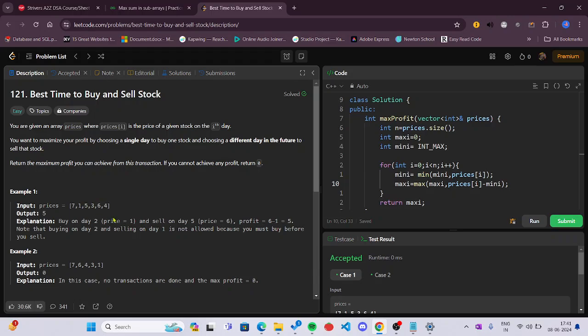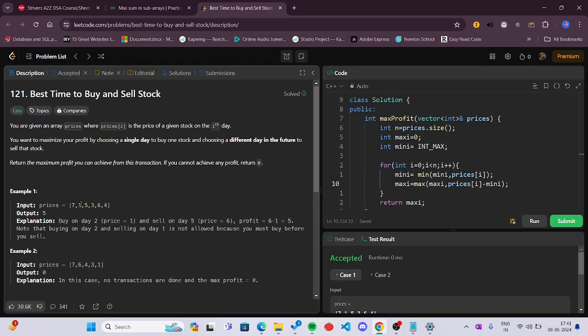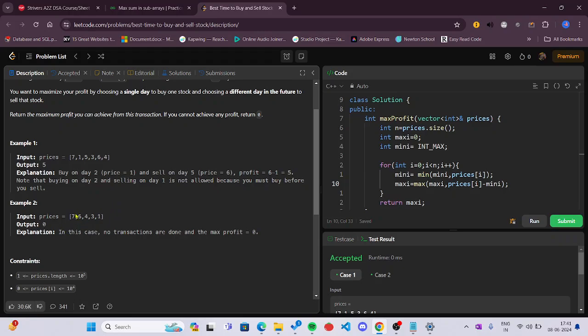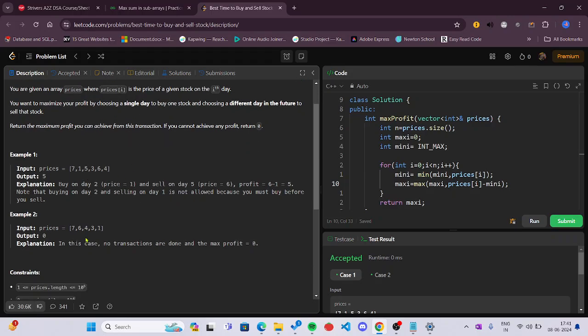So in the future you have to check which is the largest. 6 is the largest, right? So just 6 minus 1, because you bought it with 1 rupee. So 6 minus 1, 5 is the answer. And see here, if you buy it on day 1 because this is the smallest, they have asked you to maximize your profit. If you do not have a profit, then just return 0.